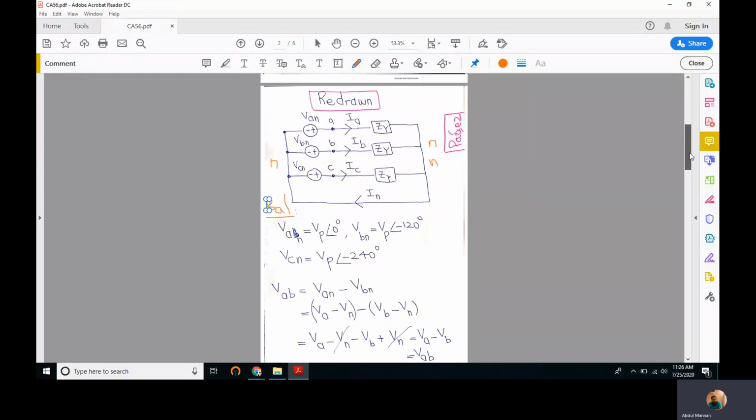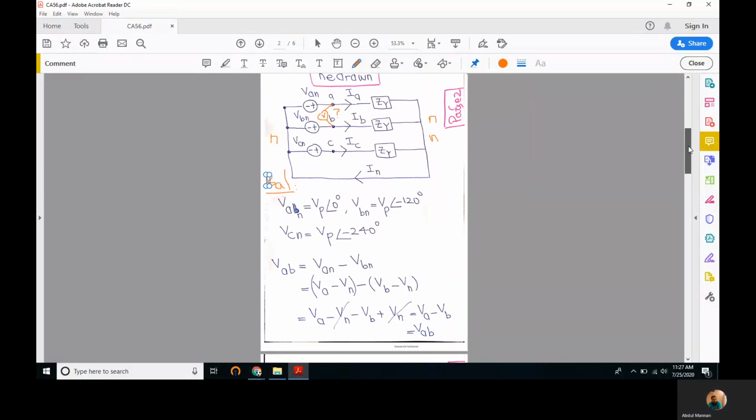If we want to find out the voltage between A and B, if you put a voltage measuring device between terminals A and B, what would we read here? How can we calculate this voltage? Right now we have calculated voltages or measured voltages from A to N, from B to N, from C to N. What is the voltage between terminals A and B? If I put a voltmeter between A and B, what would we read here? Let's see what we should read.